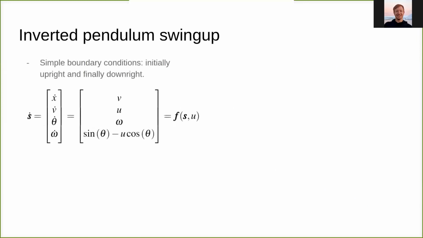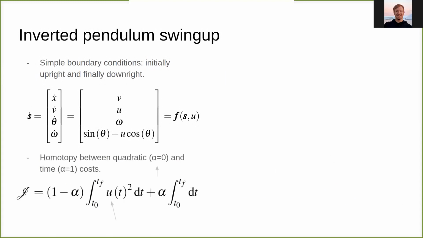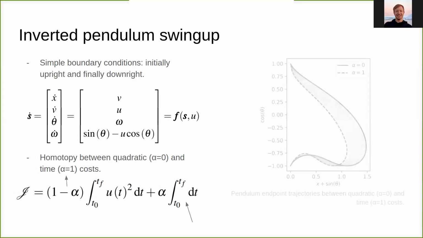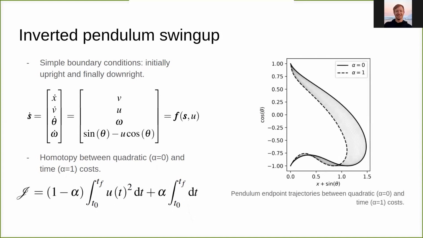The first of which is a non-dimensional inverted pendulum, with one homotopy map, between quadratic cost at alpha equals 0 and time cost at alpha equals 1. Here we illustrate the homotopy map of the inverted pendulum's endpoint along the nominal optimal trajectories. The solid line represents the optimal trajectory for only quadratic cost, and the dashed line represents the optimal trajectory for only time cost. The gray lines represent the optimal trajectories for the intermediate values of alpha.